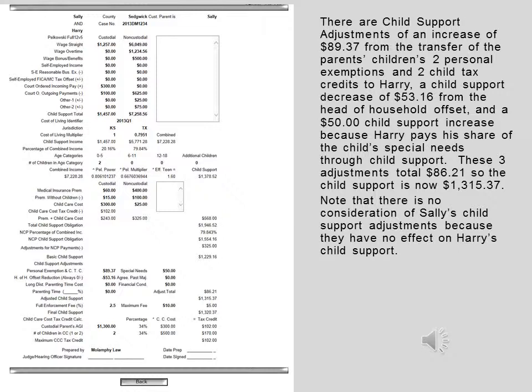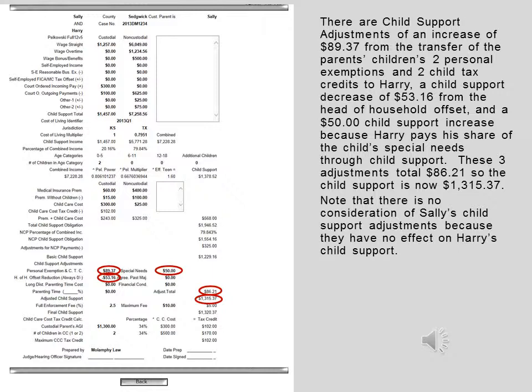There are child support adjustments of an increase of $89.37 from the transfer of the parent's children's 2 personal exemptions and 2 child tax credits to Harry. A child support decrease of $53.16 from the head of household offset, and a $50 child support increase because Harry pays his share of the child's special needs through child support. These 3 adjustments total $86.21, so the child support is now $1,315.37.